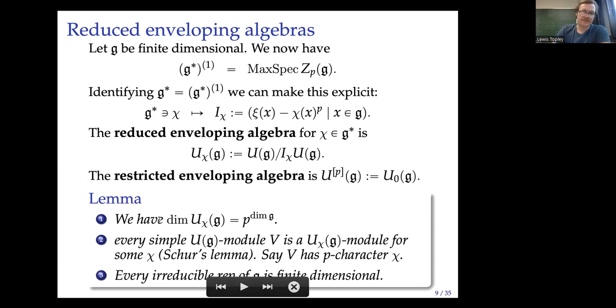So we've got a few more lemmas here. The dimension of U_chi(g) is p to the dim g, and this just follows from the statement about U(g) being a free module of that rank.